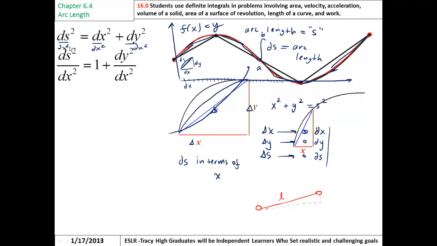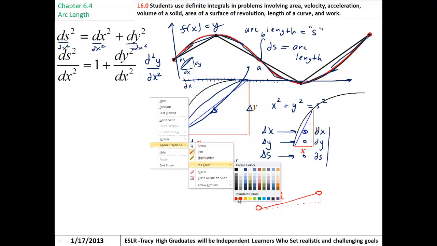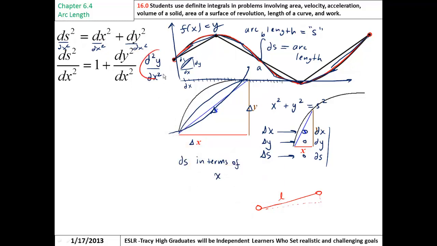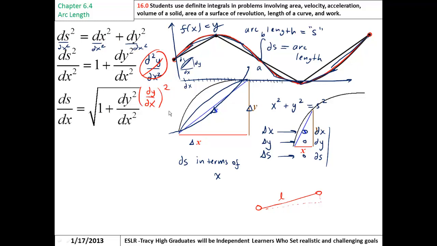And the results can be seen here. ds squared over dx squared equals 1 plus dy squared over dx squared, not to confuse with d squared y over dx squared, which is the second derivative of the function with respect to x. So this is not what we're doing here. This is the entire derivative squared. So what we have is dy dx whole squared. So you take the derivative and you square it. You're only taking one derivative, though.